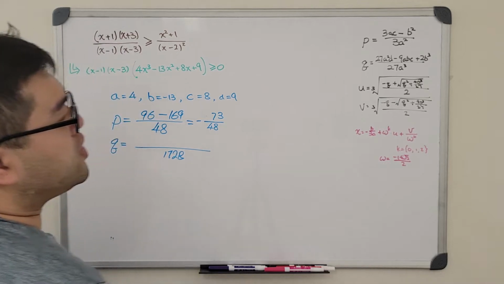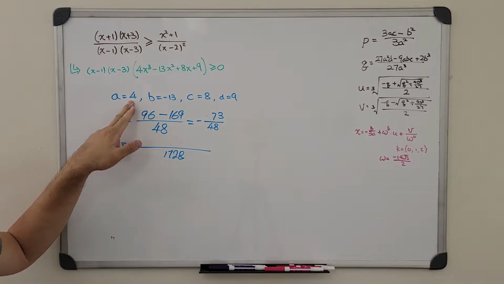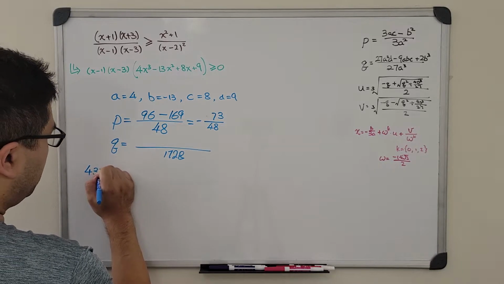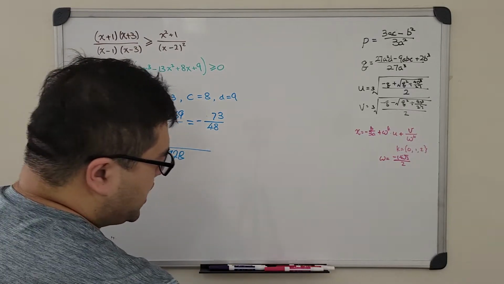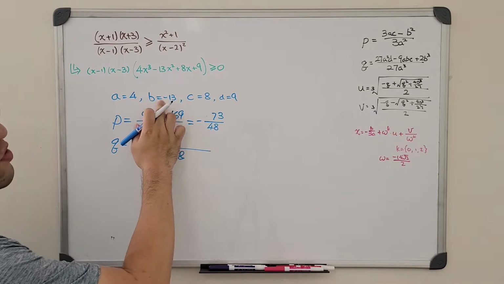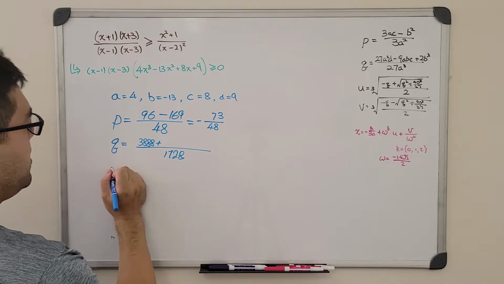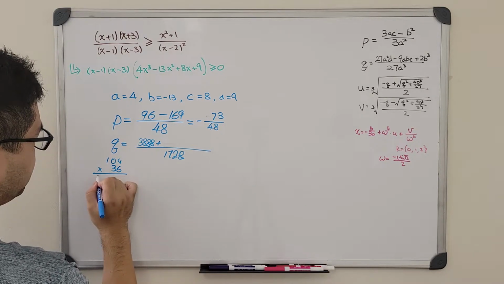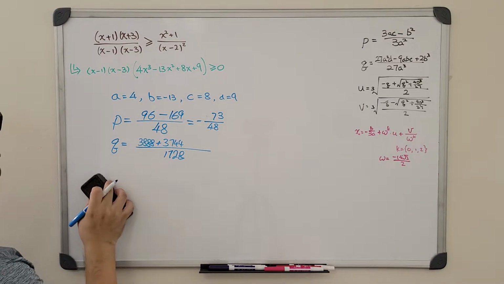Then on top we have 27a squared d, which is again a squared is 16 times 27. That will actually give us 432 times 9, and that will be 3,888. Very nice. Then minus 9 times ABC. But since only one of the terms is negative, it's going to cancel out with the minus sign and give us a plus sign. So we have 9 times A, which is 36, times BC, which is 104. Then this is going to give us 3,744.